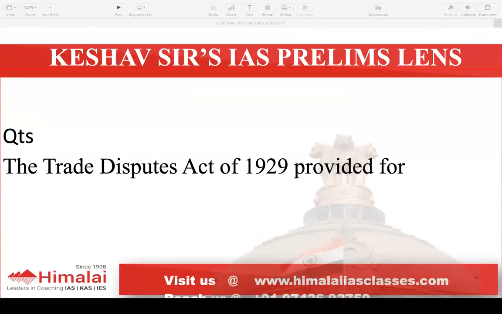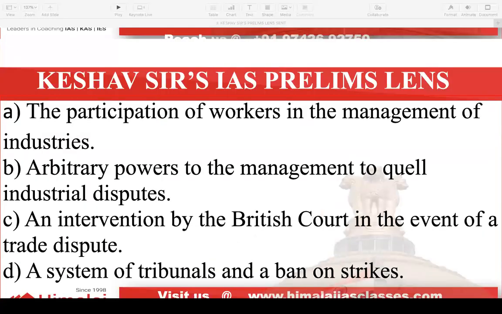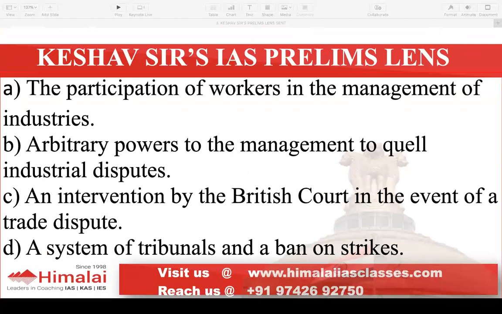Next question, the Trade Disputes Act of 1929 provided for A. Participation of workers in the management of industries, B. Arbitrary powers to the management to quell industrial disputes, C. An intervention by the British court in event of trade dispute, D. A system of tribunals and a ban of strikes.